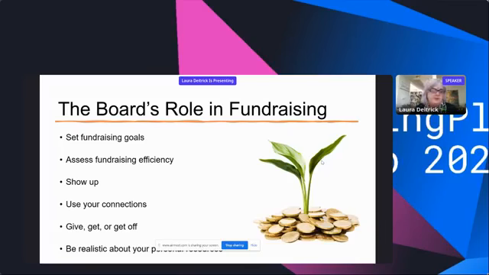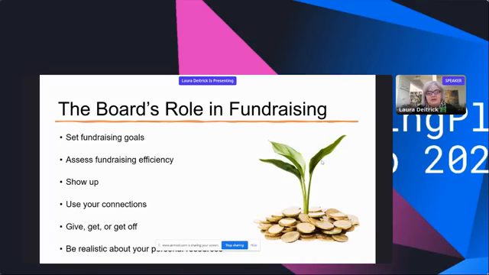And a lot of times board members will say, well, I'm giving my time. You know what? You've got to put a little more into that. So we call it give, get, or get off. So maybe the board I'm on, they want me to either give X amount of dollars, or they want me to go get it, like sell some tickets, or help them, or get off the board.